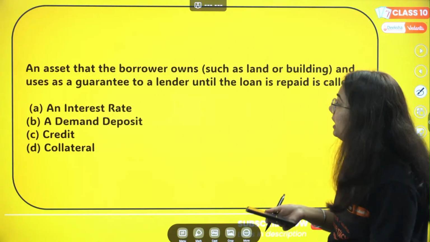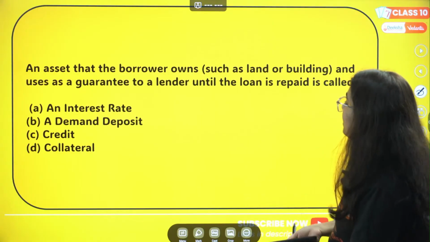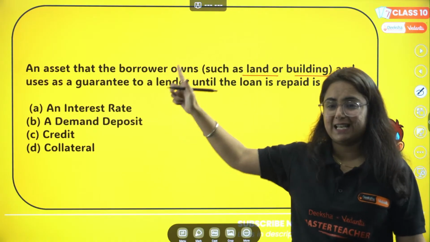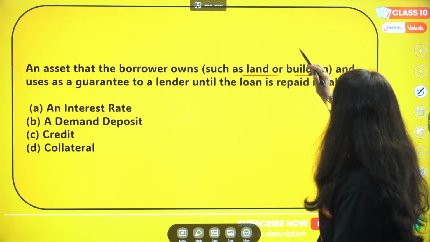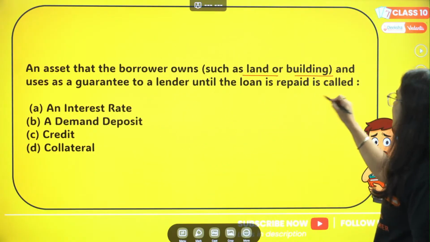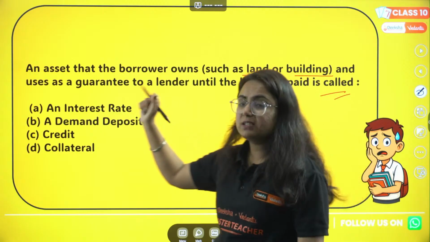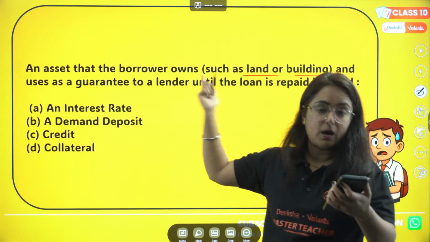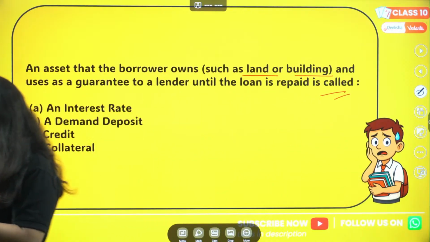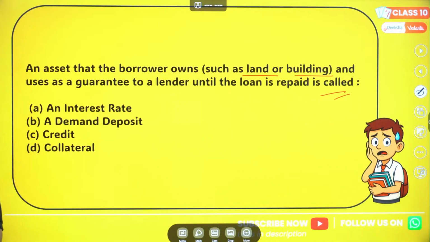Next question. An asset that a borrower owns, such as land or a building, and uses as a guarantee to a lender until the loan is repaid. Options are A, interest rate, B, demand deposit, C, credit, or D, collateral. Again, an easy question in front of you guys.